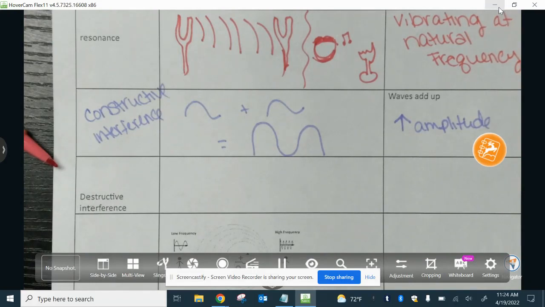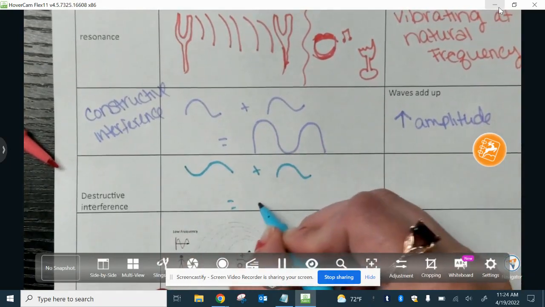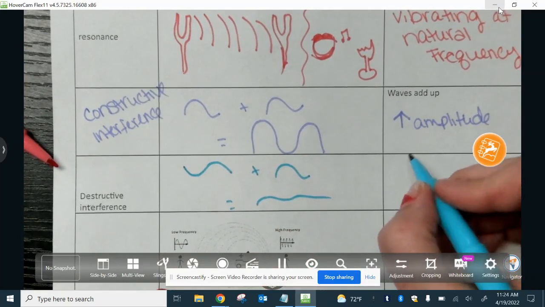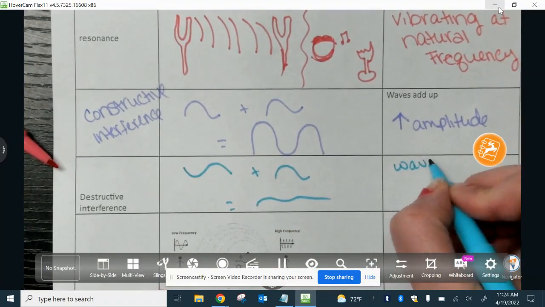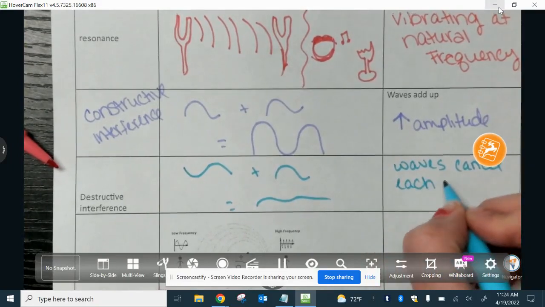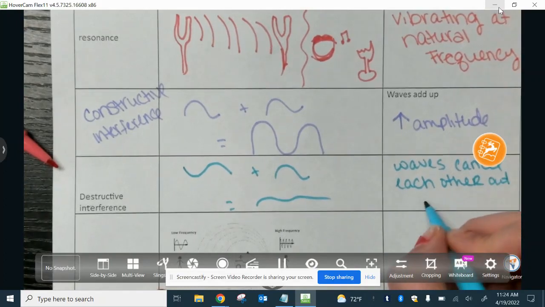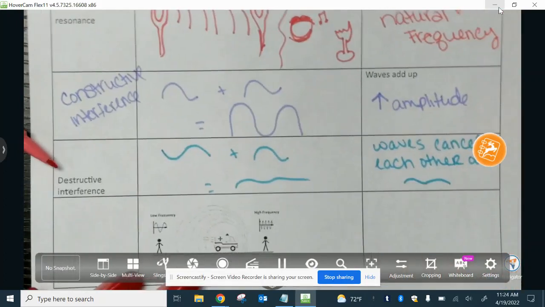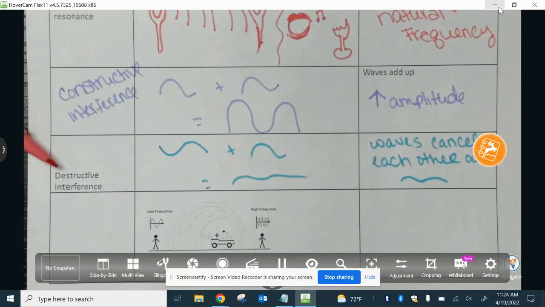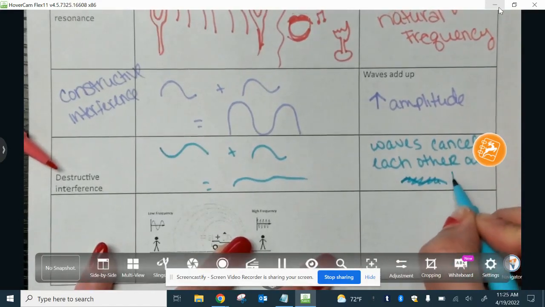Okay, destructive interference. You have two waves, and they kind of cancel each other out. You can have both in the ocean, depending on how they hit, if they're hitting at the same angles or what. I don't know why I drew that there. I meant to write decreased amplitude.